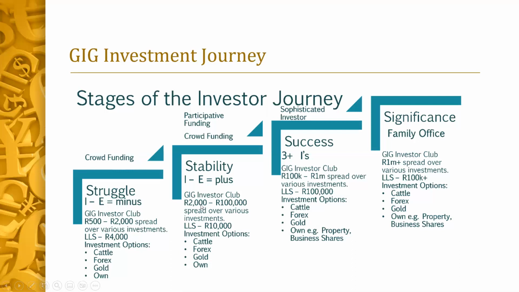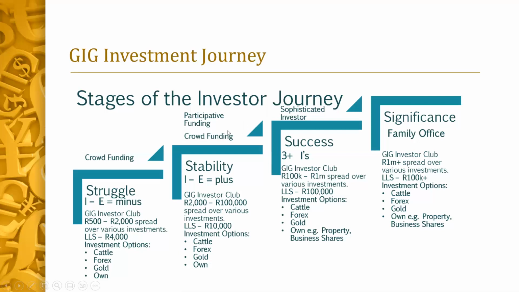And where you're starting to have between 2,000 and 100,000 in investment money spread over various investments. And by that time, we trust that you have built up a deposit of at least 10,000 in loan-linked share, so that you can borrow against it up to 30,000 to be spread over various opportunities. At this stage, you are still in crowdfunding, but you could also, in some instances, do your own participative funding, where a group of you pool your money and put it into some sort of business opportunity.